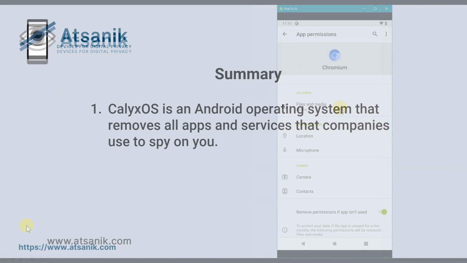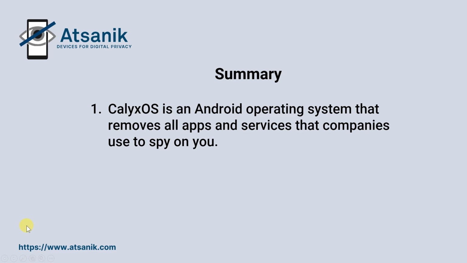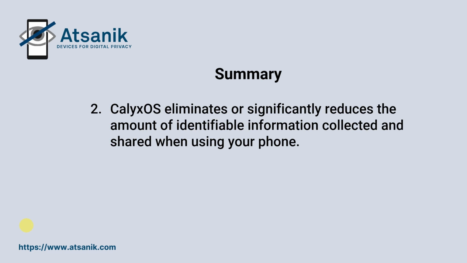So if you're new to this, a lot of information might have been thrown at you in this video. So I want to summarize things here, so let's see if that helps. Number one, CalyxOS is an Android operating system that removes all apps and services that big tech companies like Google, Facebook, and Amazon install on phones purchased from a cell provider. Number two, CalyxOS eliminates or significantly reduces the amount of identifiable information sent, largely without your knowledge, to these companies and other third parties.